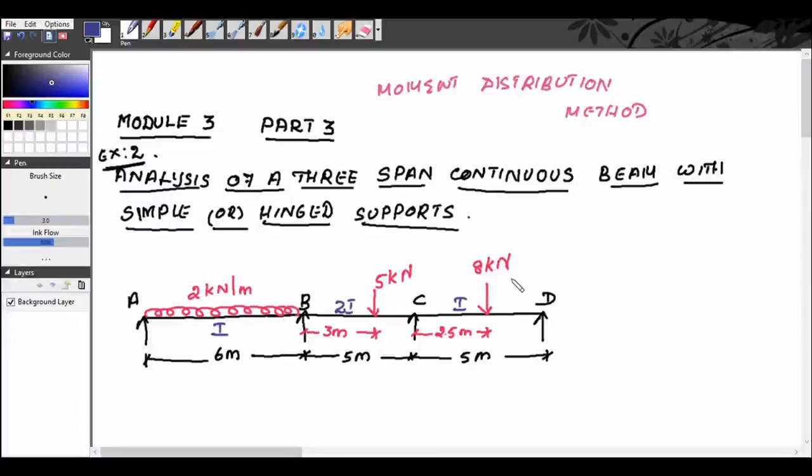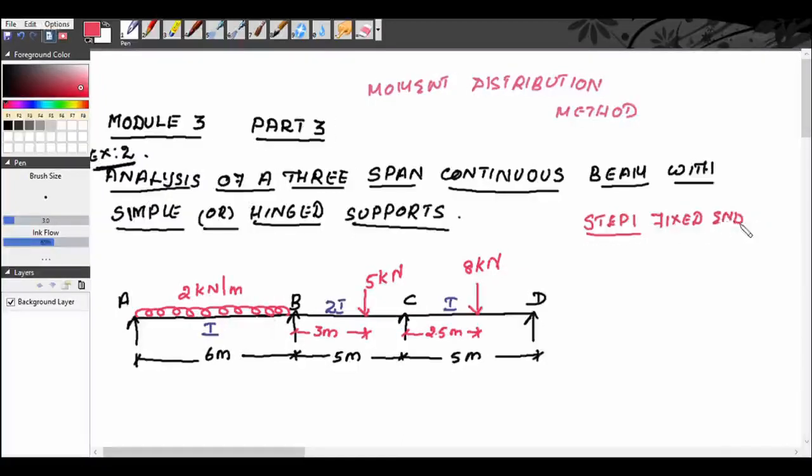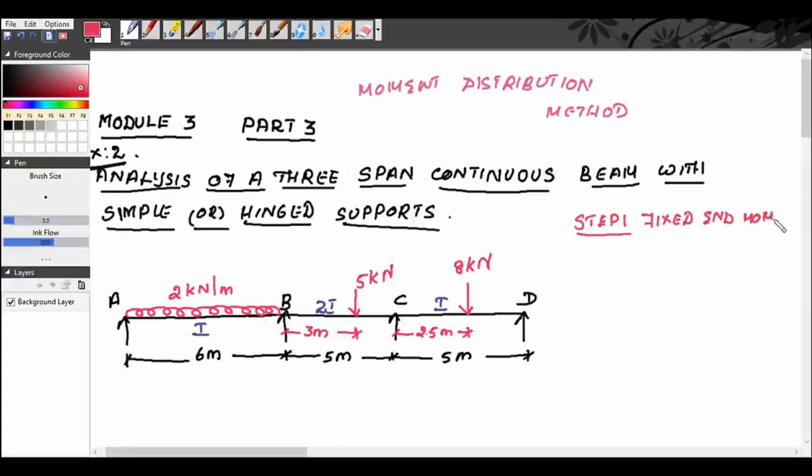In the case of fixed support or for simple supports, our first aim is to find the fixed end moments. So step 1, we will determine the fixed end moments. So you all know well how to find the fixed end moments. First of all, we will consider the span AB.